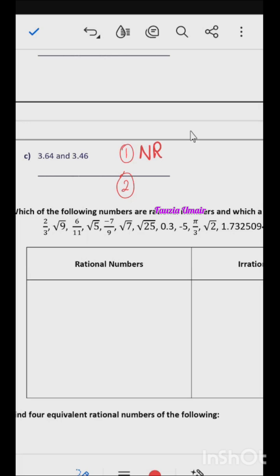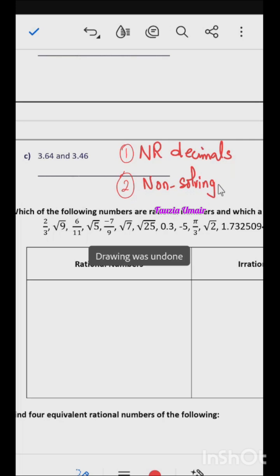That's excellent. Exactly what I was looking for. So two types of numbers are irrational numbers. One is non-recurring decimals, and the other is non-solvable roots. We have learned this. This was the summary of the lesson yesterday. So non-recurring decimals and non-solvable roots. These are the two types of irrational numbers.